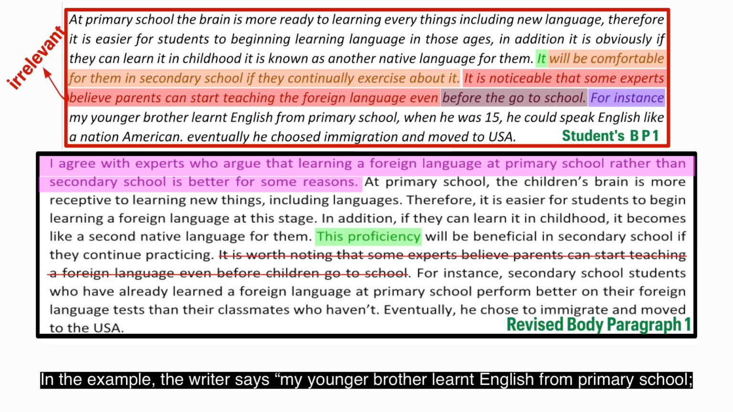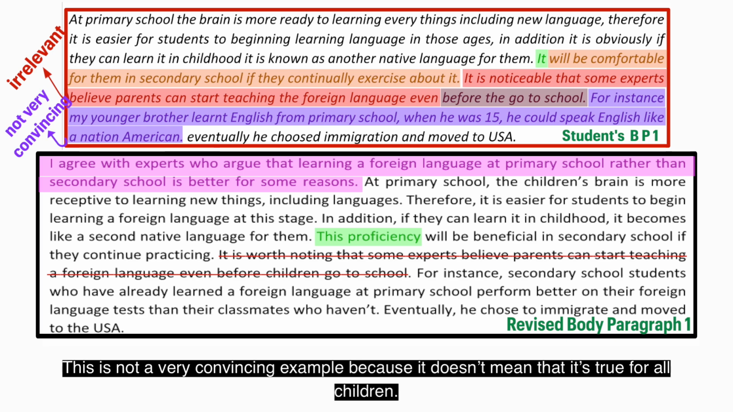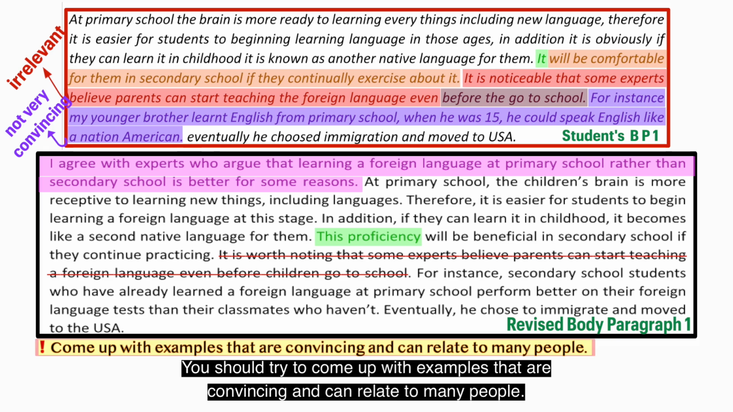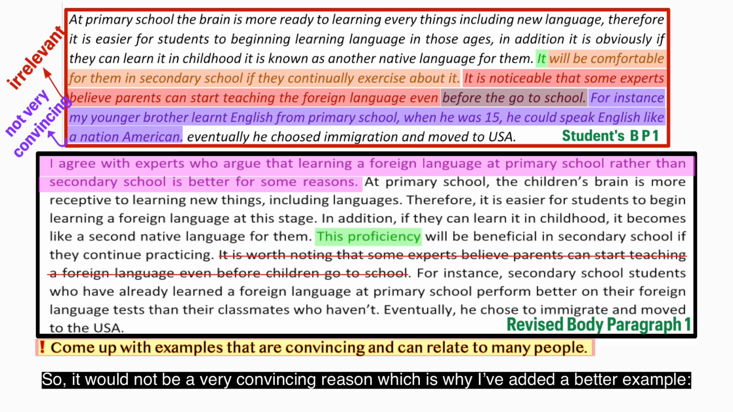In the example, the writer says, "My younger brother learnt English from primary school. When he was 15, he could speak English like a Native American." This is not a very convincing example because it doesn't mean that it's true for all children. You should try to come up with examples that are convincing and can relate to many people. Saying something that is true about your brother doesn't necessarily mean that it could be true for everyone. So it would not be a very convincing reason, which is why I've added a better example.